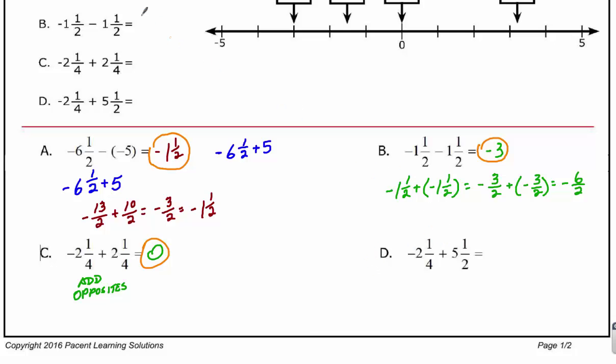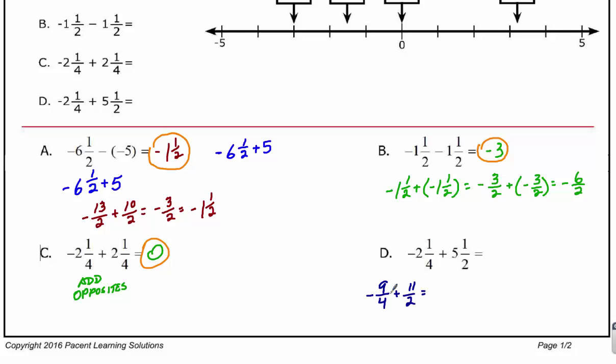Letter D. So let's go through and use the improper fraction method again here. So we have 2 and 1/4. So 2 times 4 is 8, plus 1 more is 9. So we have negative 9/4. And we're going to add 5 times 2 is 10, plus 1 more is 11 halves.